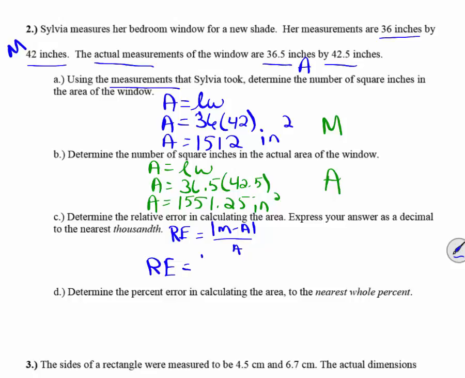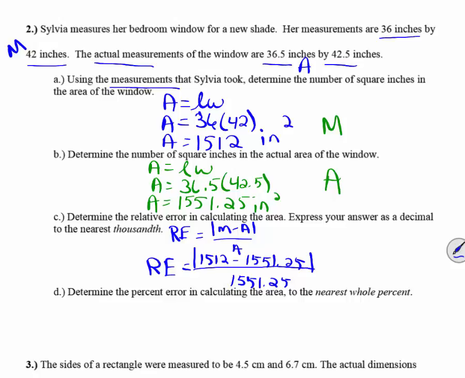So my measured was 1512, my actual was 1551.25, all over 1551.25. All right, so when I do my subtracting, if you're going to put this in your calculator, I would do the subtracting first, hit equals, and then do your dividing. And we'll talk more about that in class.